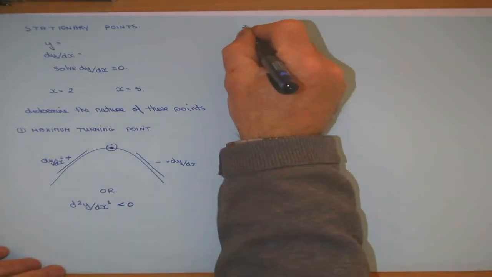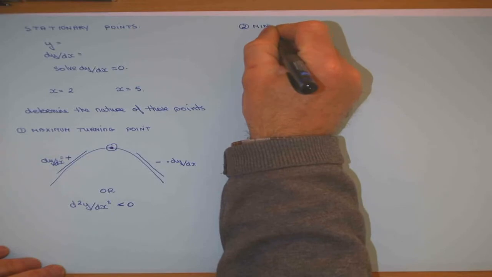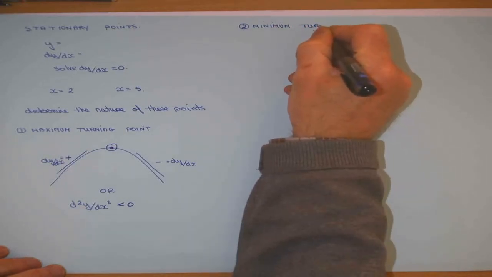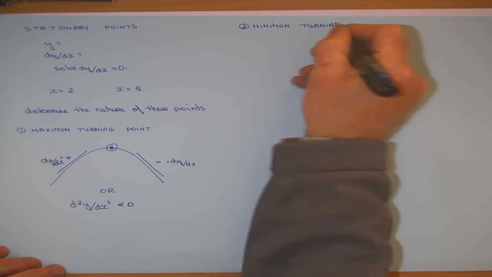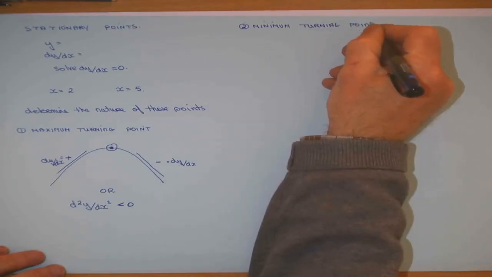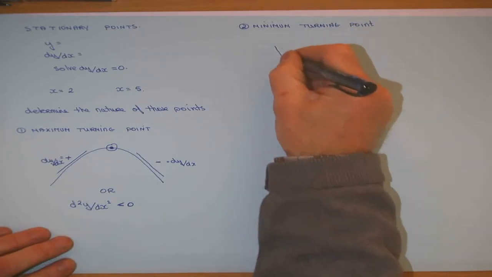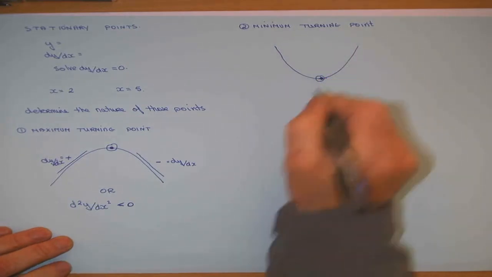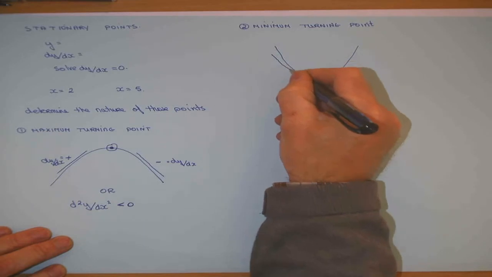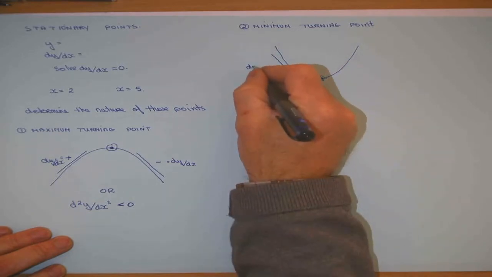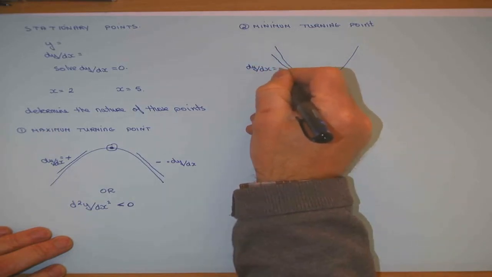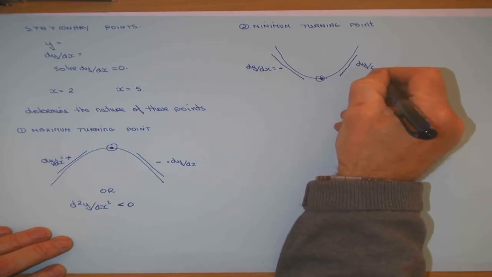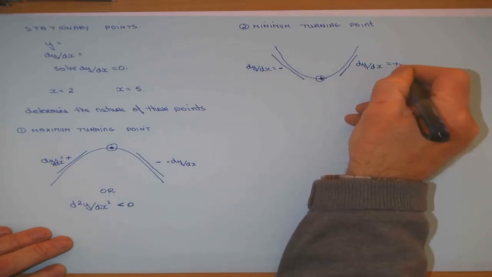It could be a minimum turning point. If it's a minimum turning point, it will look like so, that being your turning point. On the left, what will the slope be? Negative. And on the right, dy/dx, the slope of the tangent of the curve, will be positive.